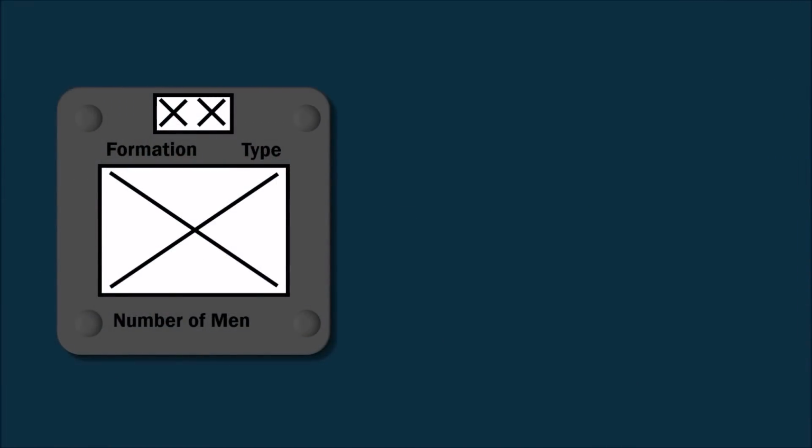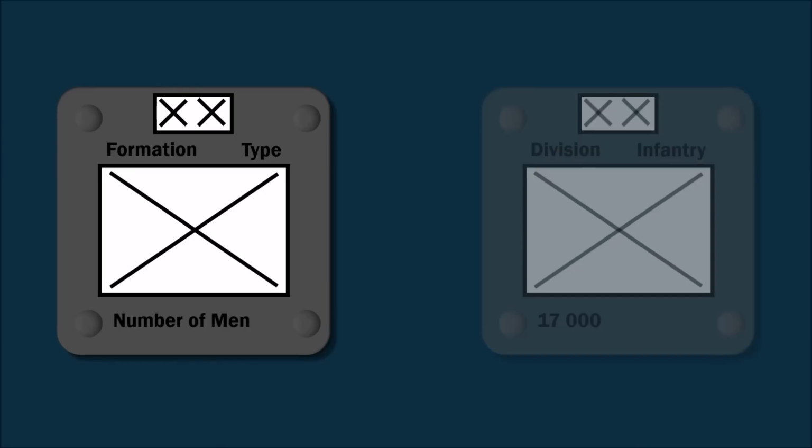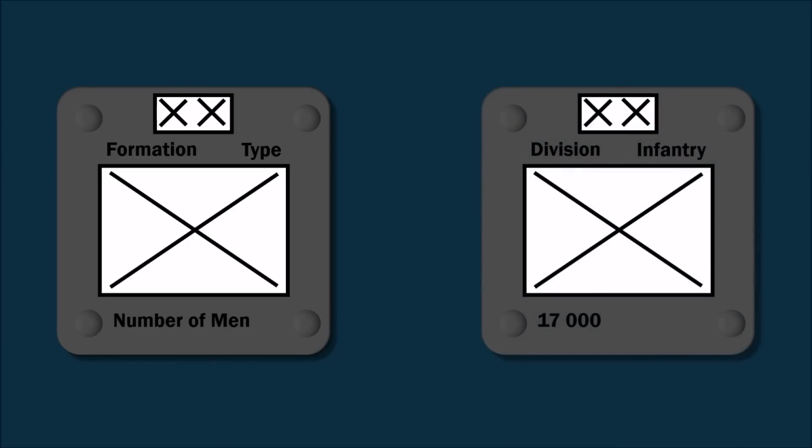Now, as you can see, I use NATO counters, but I include all the information that is in the NATO counter and also put it in the text. So basically, for those who don't know NATO counters, the symbol above, the two X's in this case, mean what formation it is. In this case, it's a division. The symbol below, the big X, in this case means it's an infantry unit.